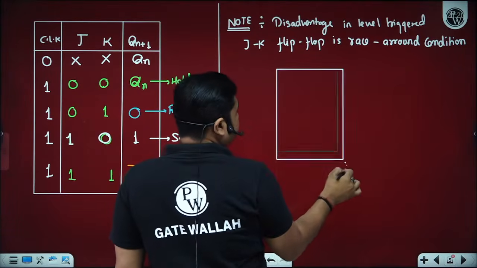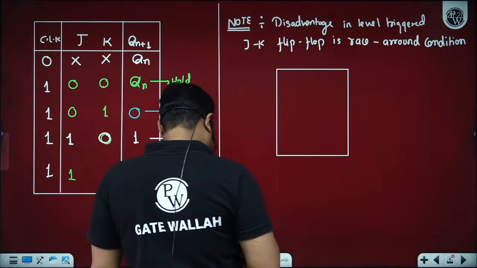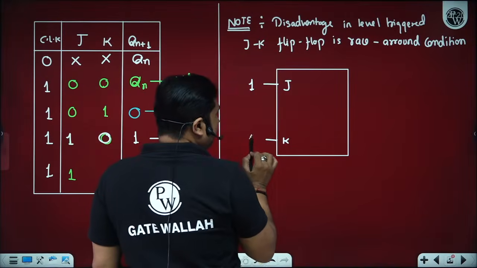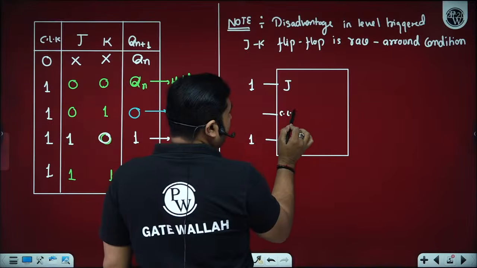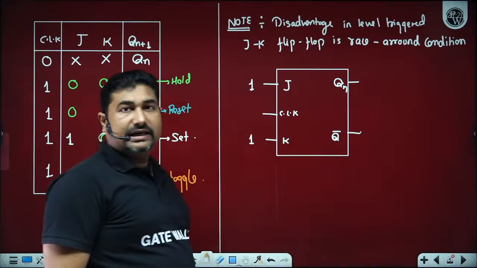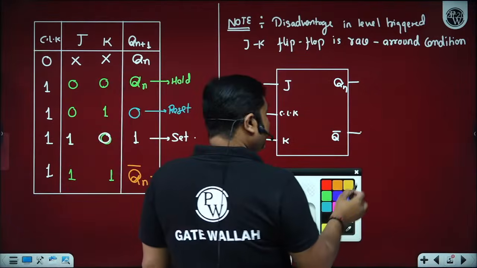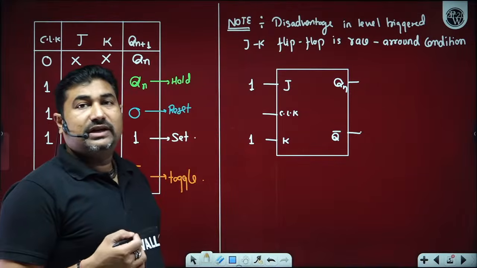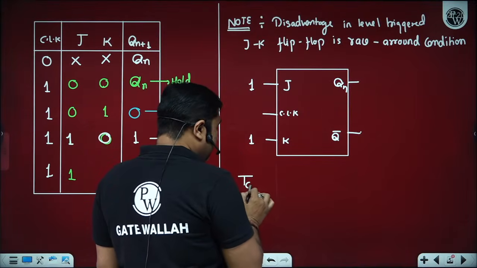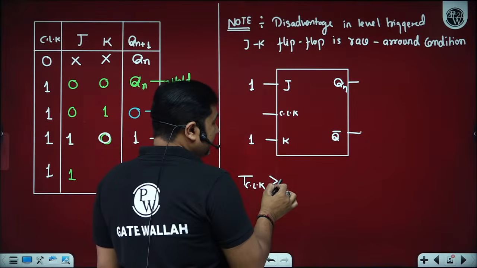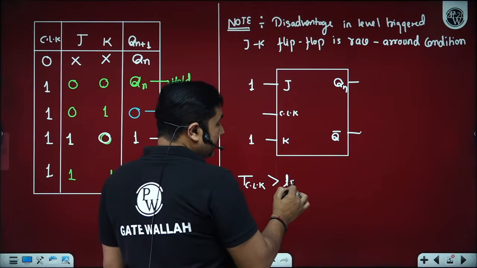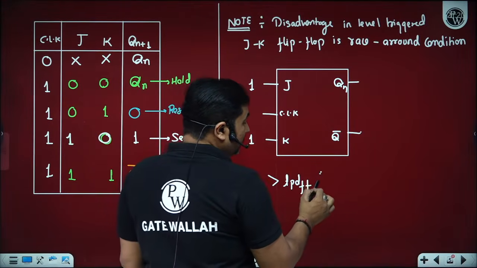Please observe, beta ji. Suppose we have a JK flip-flop with J is 1 and K is 1 and a level triggered clock. Then the output changes more than one time in a single clock pulse, if the time period of the clock is greater than TPDFF, that is the propagation delay of the flip-flop.